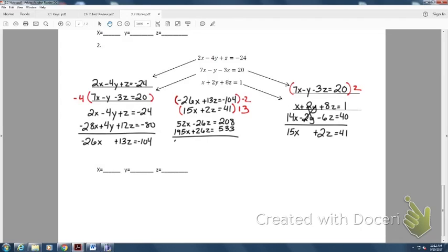So I would end up with 247x equals 741. And whenever I divide that by 247, x equals 3.